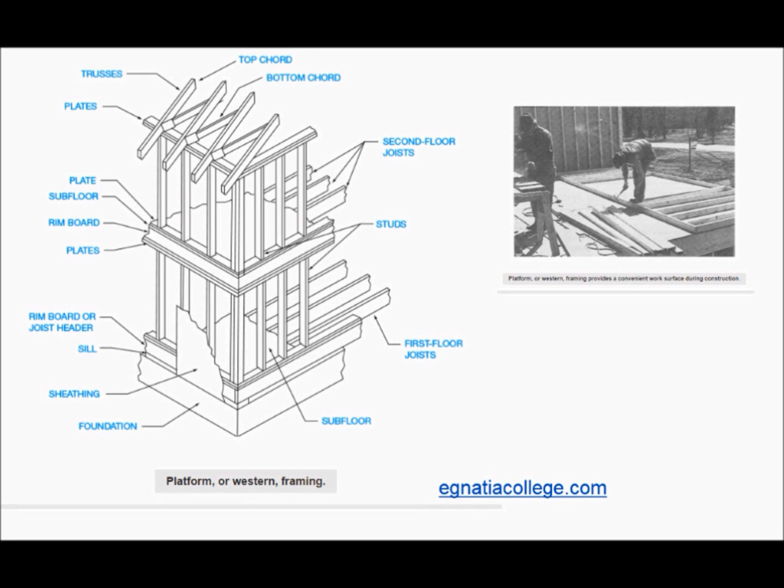Platform framing, also called Western framing, is the type of framing used in most houses built in the last 70 years. It is called platform framing because as the floor is built at each level, it forms a platform on which to work while erecting the next level.